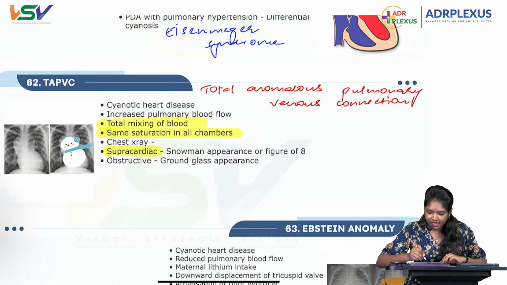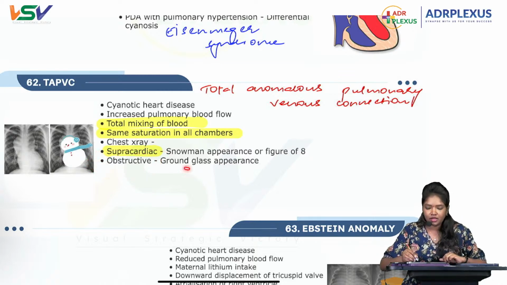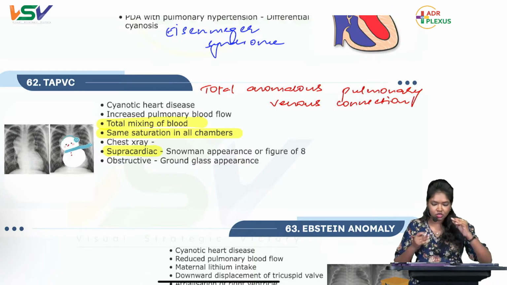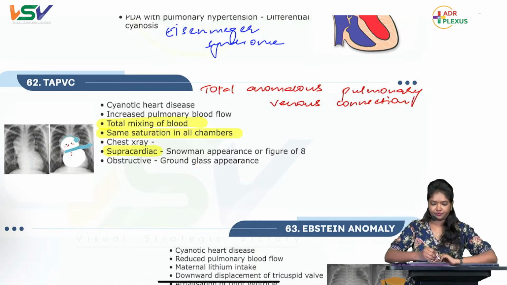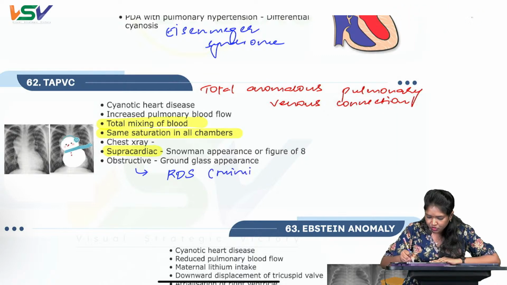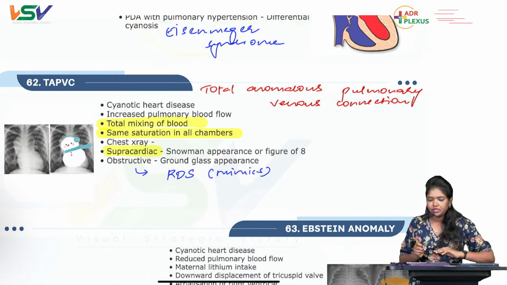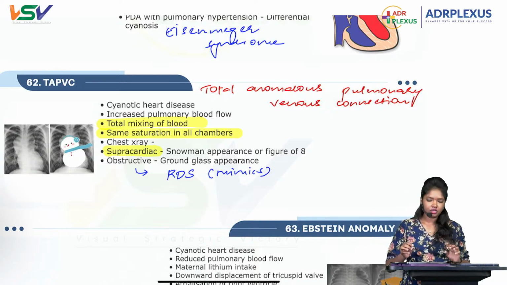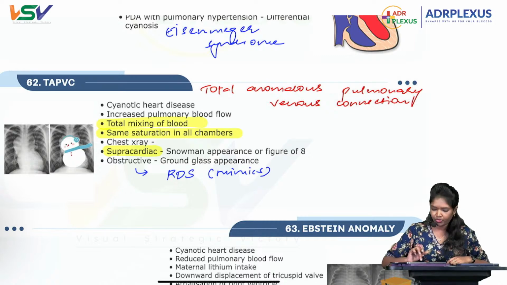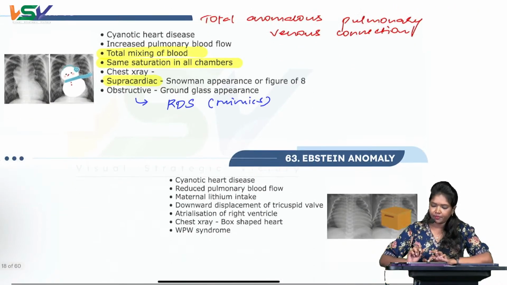What about infracardiac or obstructive TAPVC? Ground glass appearance. So it will mimic what? What is the closest mimicker of TAPVC? Very good. Respiratory distress syndrome. It mimics respiratory distress syndrome. Clear? Fine. So this is TAPVC. You have snowman appearance or figure of 8 appearance. So moving on to the next VSB.